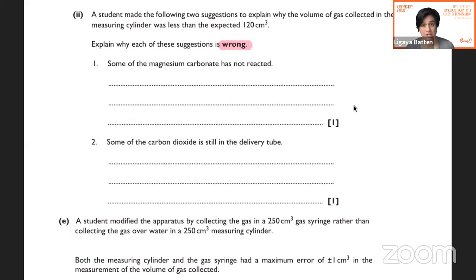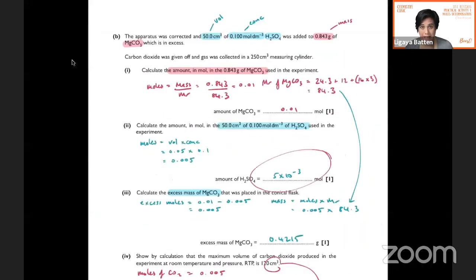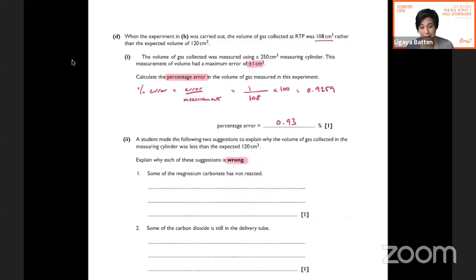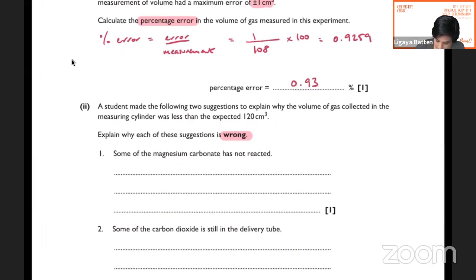Okay, so the student made some suggestions, but these are actually wrong. Some of the magnesium carbonate has not reacted. So think about, if not all of the magnesium carbonate had reacted, would that have an effect on the volume of gas collected? And we need to think back to our calculations over here, where we calculated that there was an excess mass of magnesium carbonate, and in fact there was twice as much magnesium carbonate as we needed. So if we didn't have all of it react, then actually it wouldn't affect the volume of gas because the magnesium carbonate was in excess. So even if it didn't all react, it shouldn't affect the volume of gas.